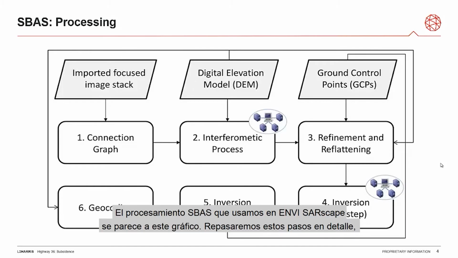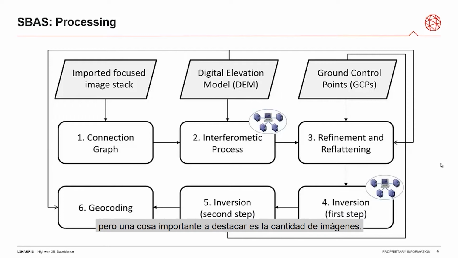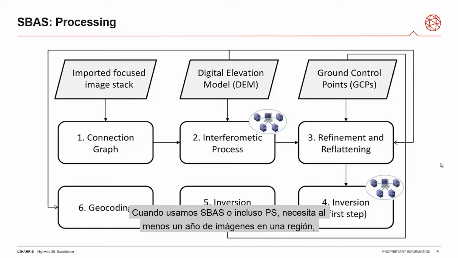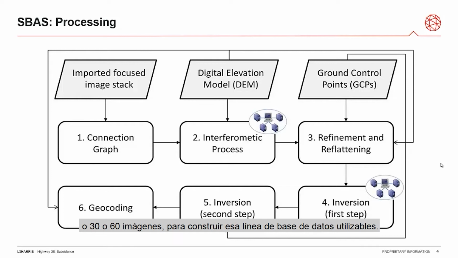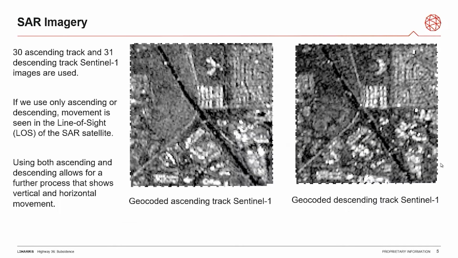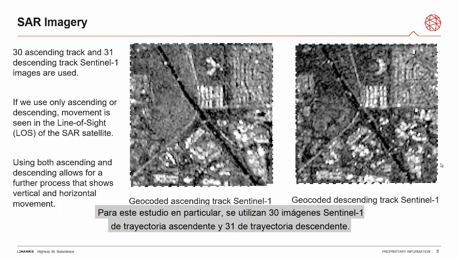The SBAS processing that we use in ENVI SARscape is this chart as follows. We'll be going over these steps in detail, but one important thing to call out is the amount of imagery. So the first thing you need to do is import your images. When we're using SBAS or even PS, you want at least a year of imagery over a region, or 30 to 60 images, to build up that baseline for usable data. For this study in particular, 30 ascending track and 31 descending track Sentinel-1 images are used.